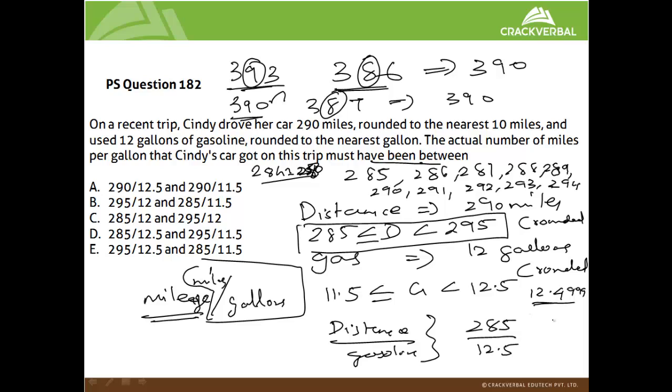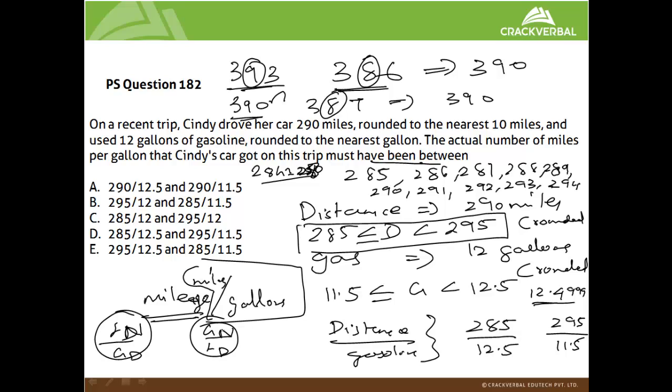Likewise 295, the greatest, we pick the greatest in the numerator. To get the greatest value, you have to take the least possible gasoline, nothing but the least denominator, which is 11.5. So 285 divided by 12.5 will give you the least value, and 295 divided by 11.5 will get you the greatest value. So like this, least numerator divided by greatest denominator will give you the least value, and greatest numerator divided by least denominator will get you the greatest.